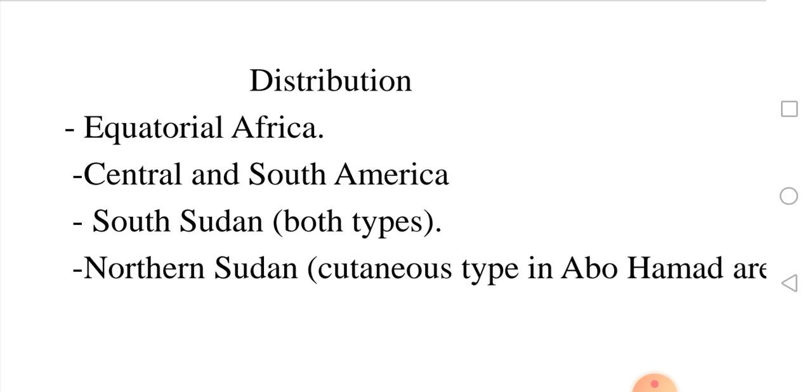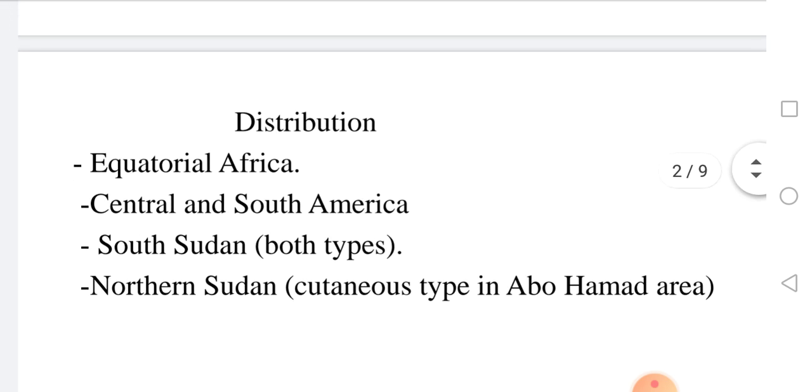Distribution of the disease. The disease is found in equatorial Africa, Central and South America, South Sudan, both types, ocular and cutaneous. Northern Sudan, it is the cutaneous type in Abu Hamad area.